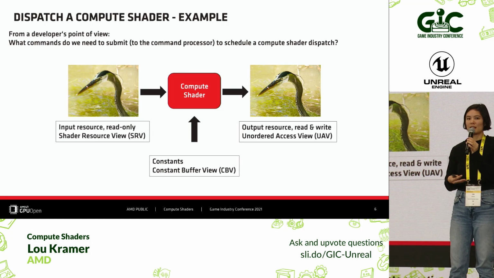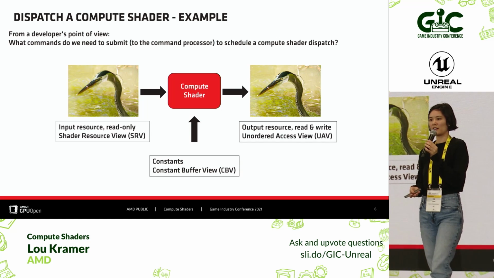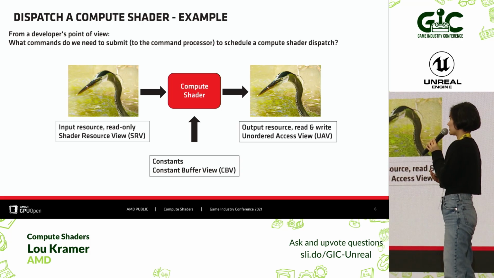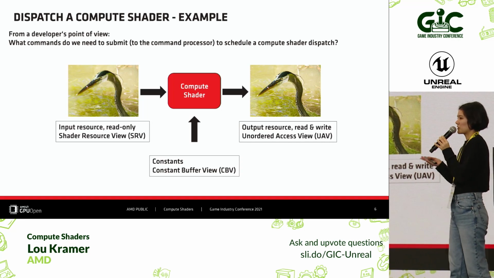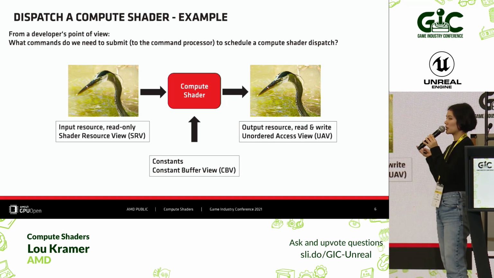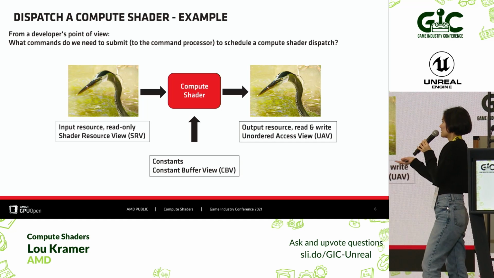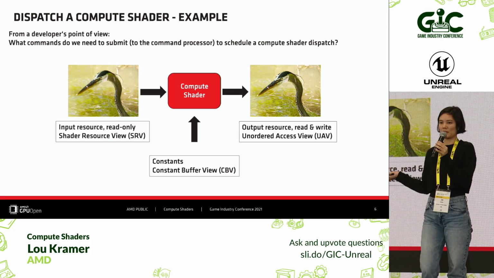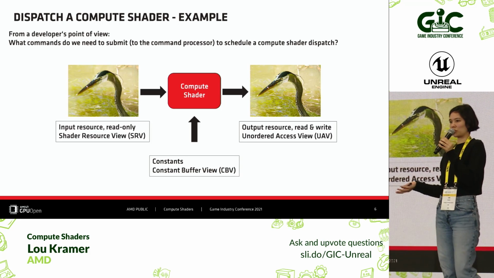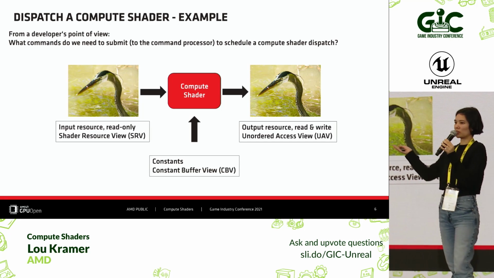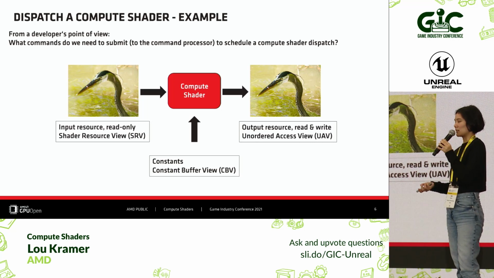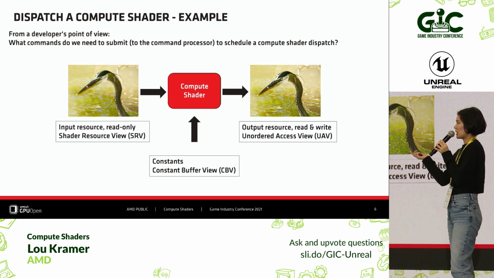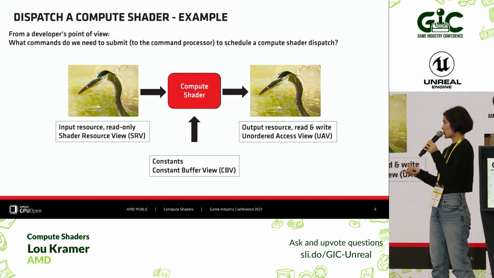But first, how to dispatch a compute shader from the programmer's perspective. This is a very simple example. You have a compute shader. In this example, the compute shader is just doing sharpening, but really it doesn't matter what the compute shader is doing. It needs some sort of input data. In this example, it's a simple input: one texture, read only.